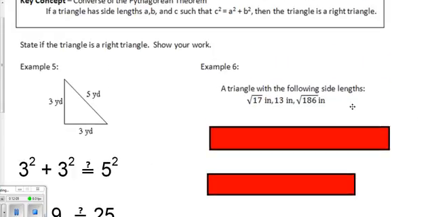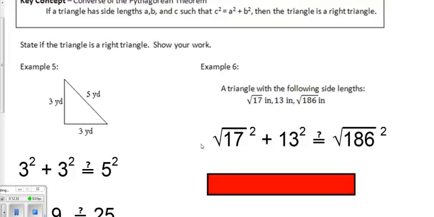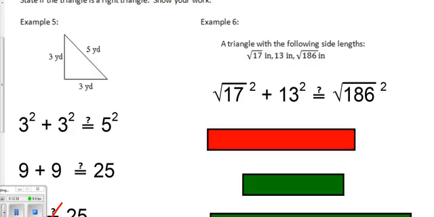For example 6, instead of drawing out the picture, they just told us the following lengths. So if your board was the square root of 17 inches long, one board was 13 inches long, and one board was the square root of 186 inches long. If you put those end to end, would they make a right triangle? Well, let's check. We'd have to do the square root of 17 squared plus 13 squared. Does that actually equal the square root of 186 squared?